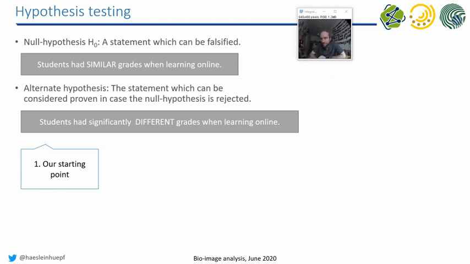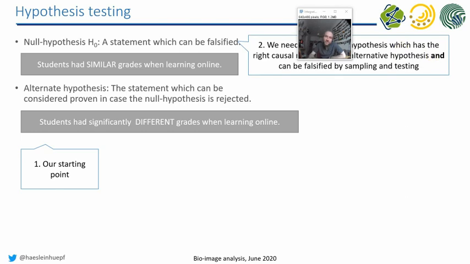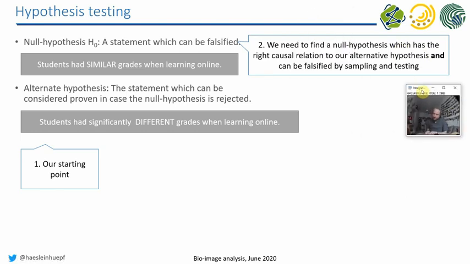If the null hypothesis is rejected, if we can show that this is not true or that it is very unlikely that the students had similar grades when learning online, then the alternative hypothesis must be true. The students must have different grades then. This is the order in which we go through this. So start from the alternative hypothesis.